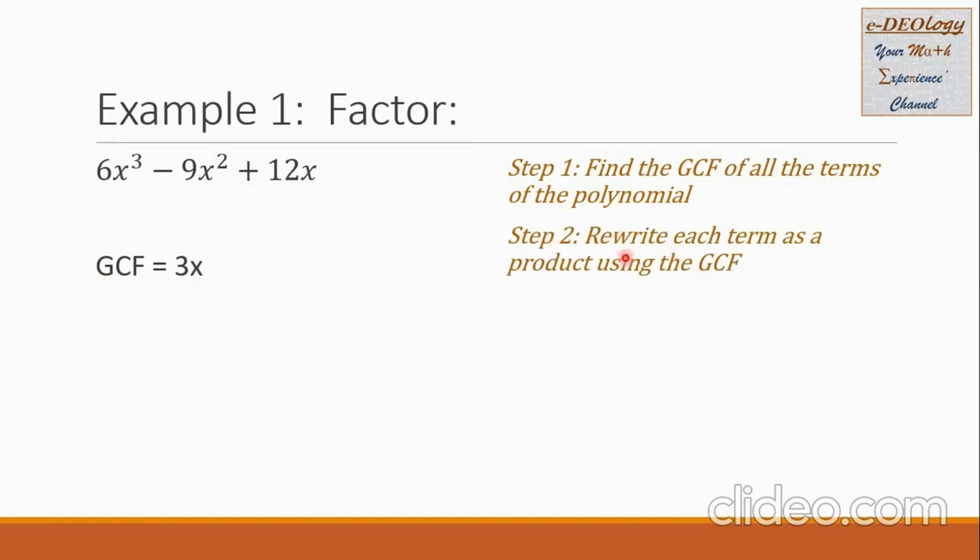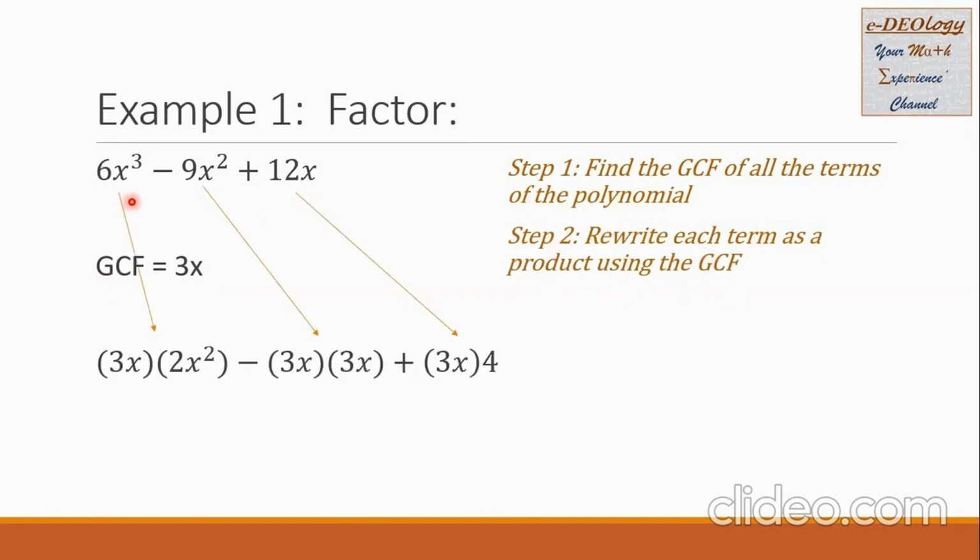Step 2, let us rewrite each term as a product using the GCF. It means we're going to split each term. Look at the first term. The 6x cubed is split into two factors in such a way that one factor should be the GCF. So the 6x cubed is now factored out into 3x and 2x squared.